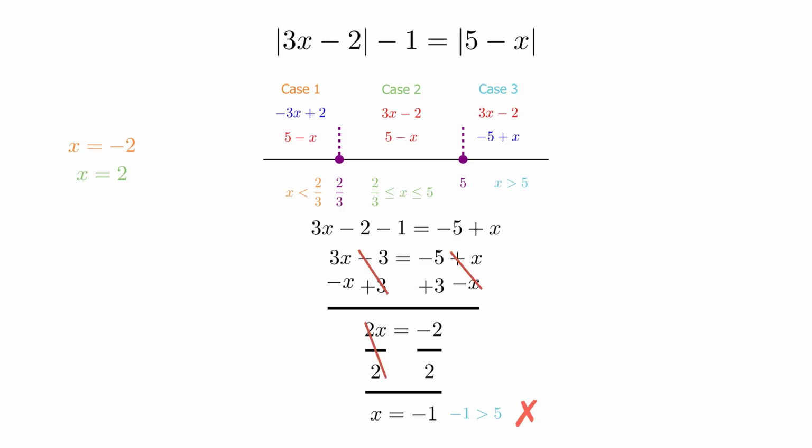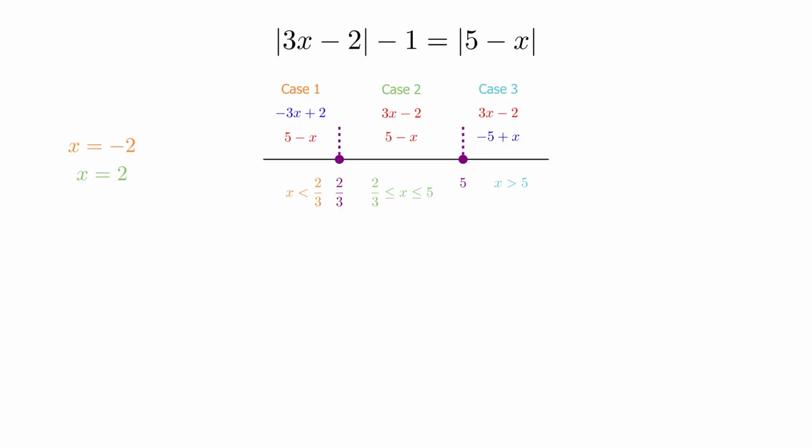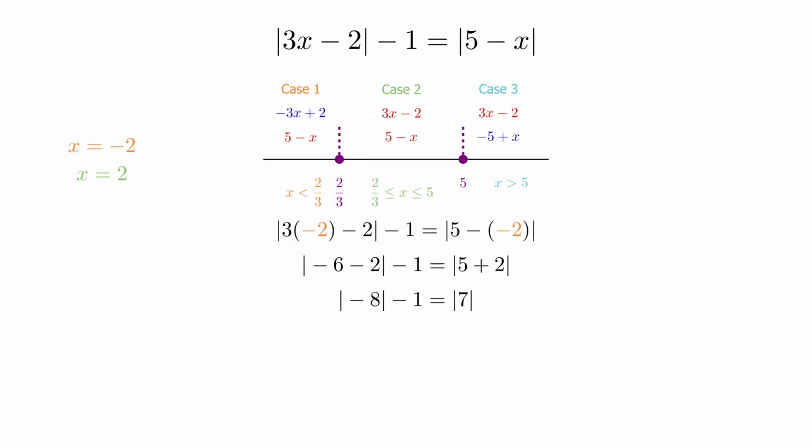And of course, it's always good to double check, so let's test out negative 2 to see if that works. If we plug it into our original equation, that'll give us the absolute value of 3 times negative 2 minus 1 equal to the absolute value of 5 minus the negative 2. And if we do 3 times negative 2, that is negative 6, and negative 6 minus 2 is negative 8, so we have the absolute value of negative 8 minus 1, and then the absolute value of 5 minus a negative 2 is really 5 plus 2, so that'll give us the absolute value of 7. And then the absolute value of negative 8 is 8, and we'll be left with 8 minus 1 equals 7, and 8 minus 1 is 7, and 7 is equal to 7. So negative 2 does work.